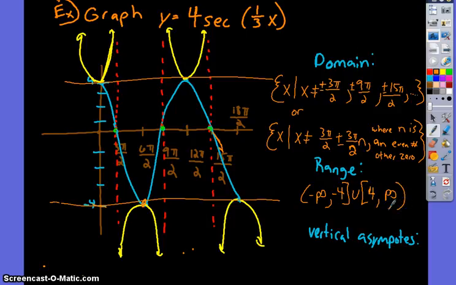The vertical asymptotes could be written as this one or this one. So your vertical asymptotes would be x equals positive and negative 3 pi over 2, positive and negative 9 pi over 2, positive and negative 15 pi over 2, etc.